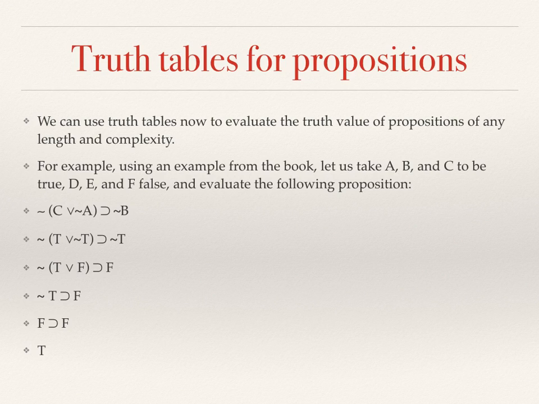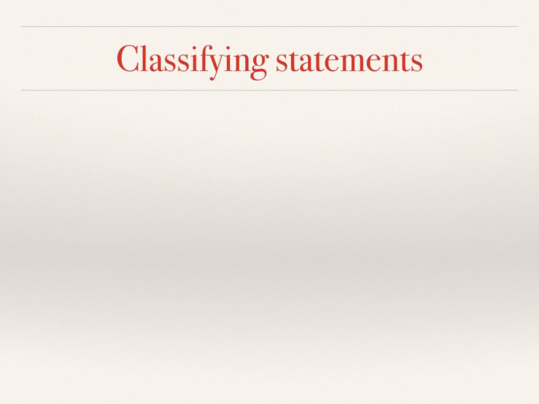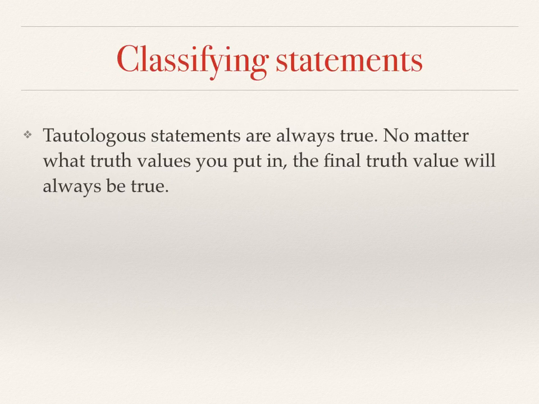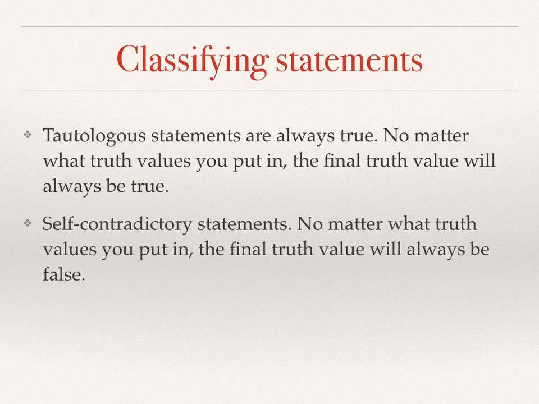In the exercises, you'll have some longer and more complicated propositions to analyze, but this is basically the way you go about doing it. We can also use truth tables to classify statements. For example, a tautologous statement is always true. No matter what truth values you put in, the final truth value will always be true. A self-contradictory statement is the opposite. No matter what truth values you put in, the final truth value will always be false.